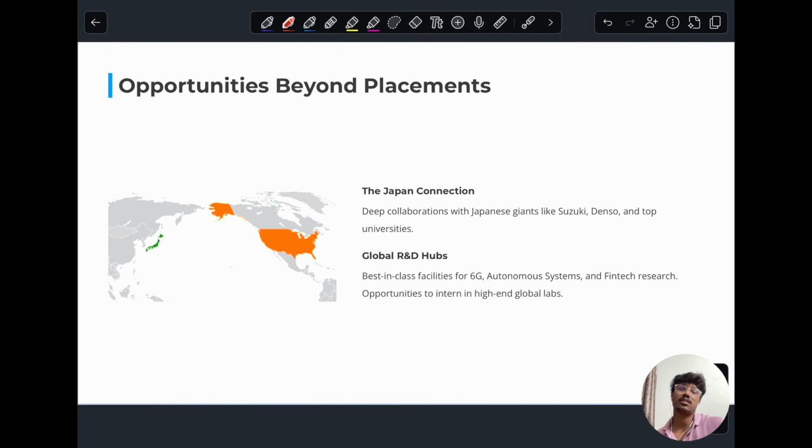The third thing now is the opportunities beyond. As I told you, we have a Japanese connection because it is funded by the Japanese government. So most of the companies like Suzuki and Denso come for international placements, where you can also have an opportunity to get an international internship if your guide allows that. Suzuki also has some workshops here, and Denso comes for recruitment as well. So you can expect some international offers if you're sitting in the placement and these particular companies come in your domain. So yeah, international offers also come from the Japan corporation.